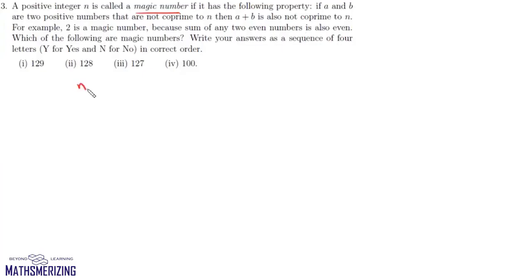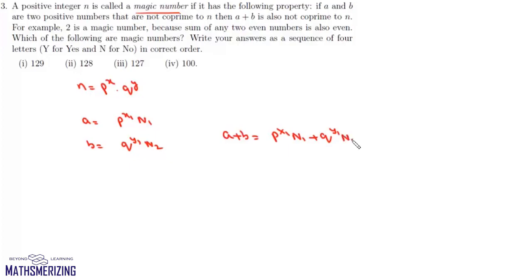Now let us say n is of the form p to the power x times q to the power y, where p and q are prime numbers. Now if n and a are not co-prime, then we can choose some a which is p to the power x1 into some n1, and we can choose this b to be q to the power y1 into n2. Now in this case, a plus b, which is p to the power x1 n1 plus q to the power y1 n2, may be co-prime to n.